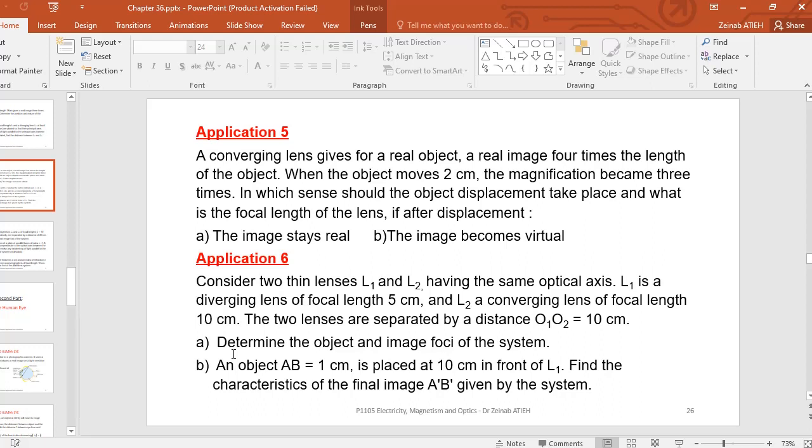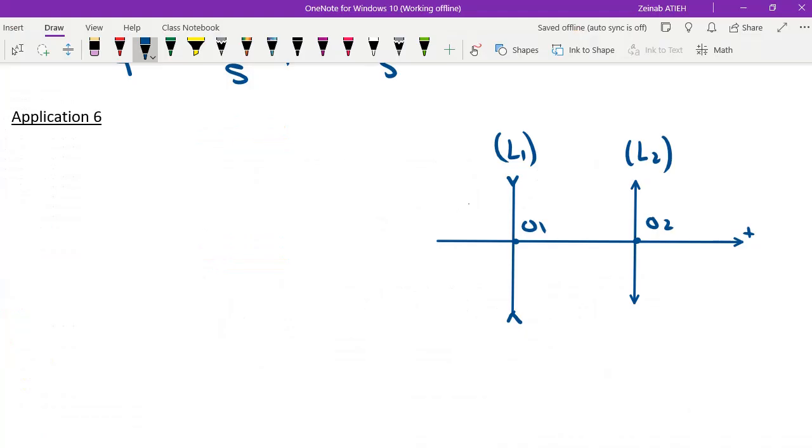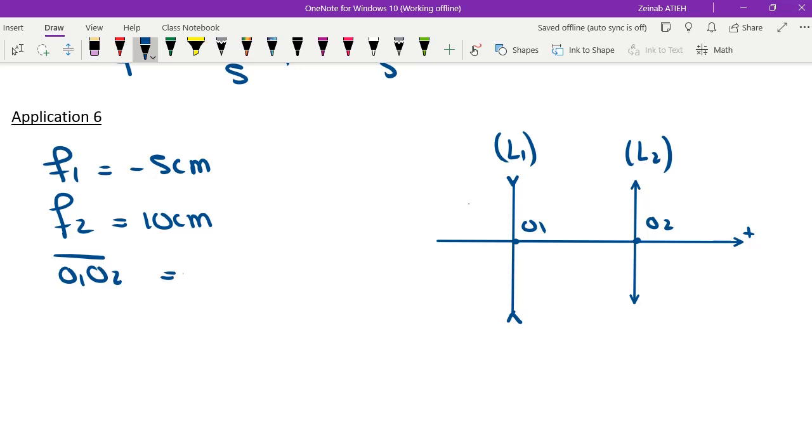We have to find the image focus and the object focus of the system of lenses, the two lenses together, not one lens alone. How to do that? Let's do that together. I've drawn a figure. L1 is the diverging lens, L2 is the converging lens. The focal length of L1, F1, is negative, minus 5 centimeter. The focal length of L2, F2, is positive, equals 10 centimeter. The distance between L1 and L2, O1O2, is equal to 10 centimeter.